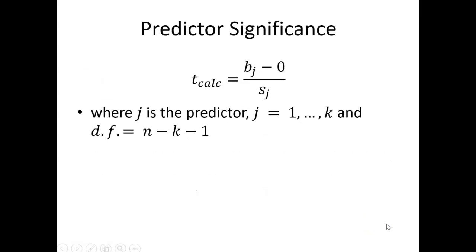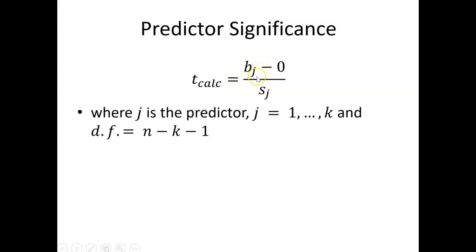That brings us to section 13.3. We'll talk about predictor significance, and the logic of hypothesis testing for different coefficients in a multiple regression model is exactly the same as it is in simple regression analysis. So we'll calculate t-statistics, so the computer will do this for us.